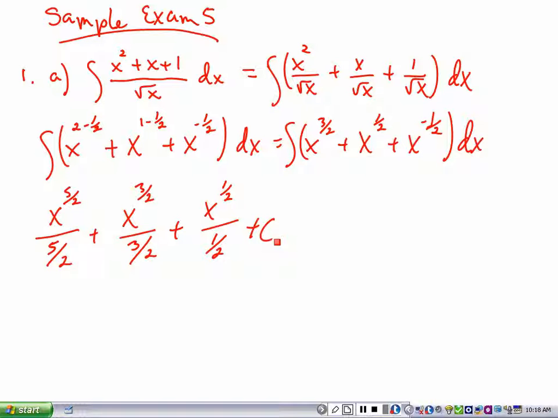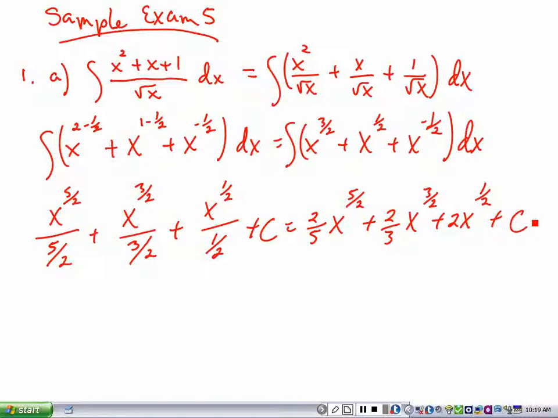And so now we clean this up, and we have 2/5 times x to the 5 halves plus 2/3 times x to the 3 halves plus 2 times x to the 1 half, then plus c.